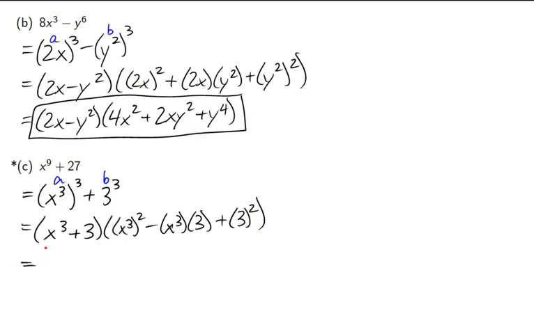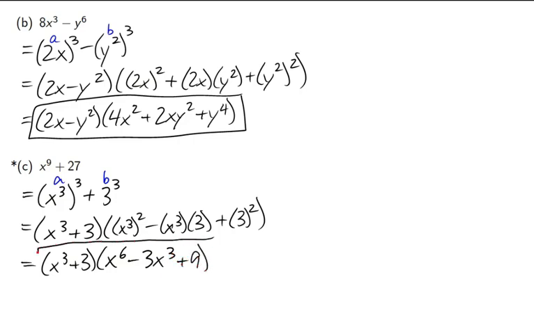And then let's just simplify it. So we get x cubed plus 3. Then multiplying my powers, I get x to the 6th minus 3x cubed plus 9. Hopefully you did pretty good on that one.